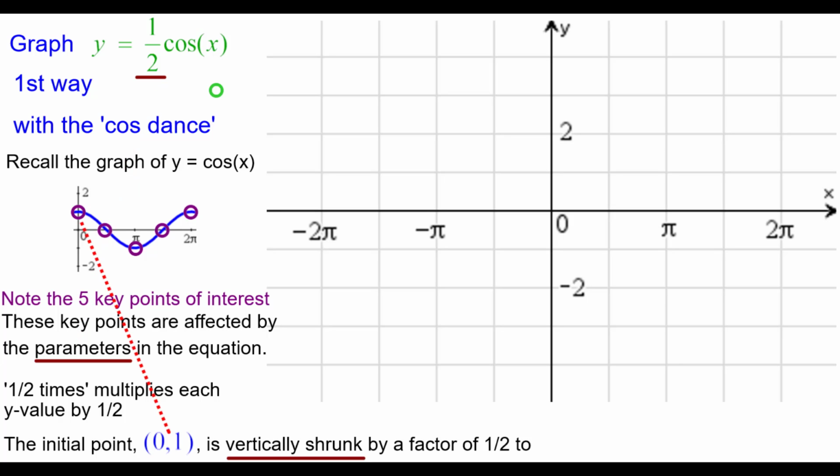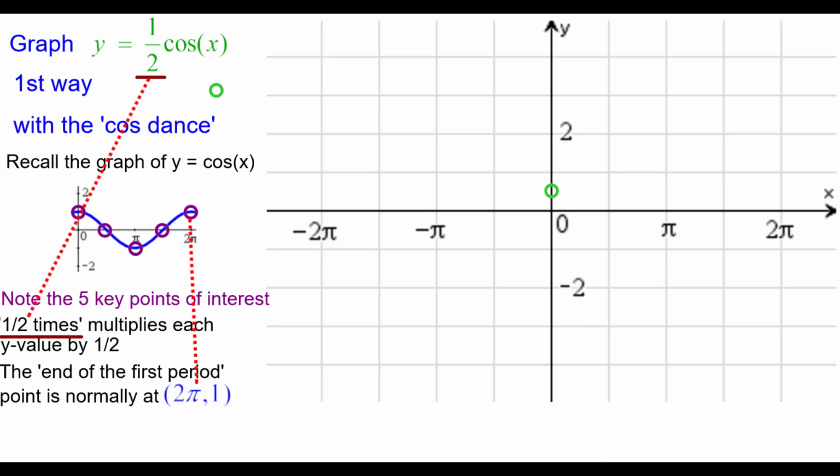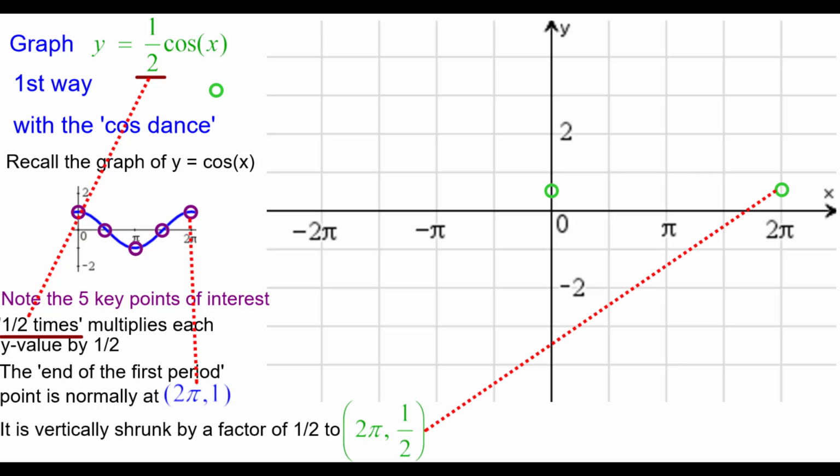So the initial point at a maximum for the cosine is at 0, 1. That's vertically shrunk by this factor of 1/2 to be at 0, 1/2. So we'll plot that point. The end of the first period point is normally at a maximum at 2 pi, 1. Also vertically shrunk by a factor of 1/2 to be at 2 pi, 1/2. So we'll plot that point.